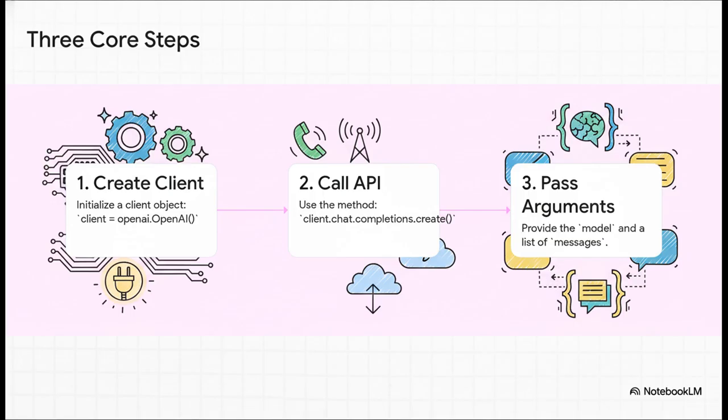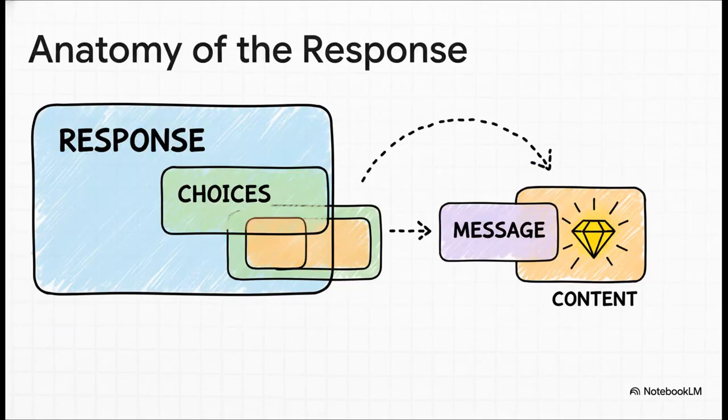Second, you use that client to call the API. And third, you just have to give it 2 things: which model you want to talk to, and a list of messages, which is basically your question. Now, when the API sends something back, it doesn't just send plain text. It sends a whole structured object. To find the actual answer, you have to kind of dig for it. Think of it like opening a nesting doll. You start with the main response, then you open up the choices list, you grab the very first one, then you open up the message inside of that, and finally you get to the content. And that's it. That's the good stuff.